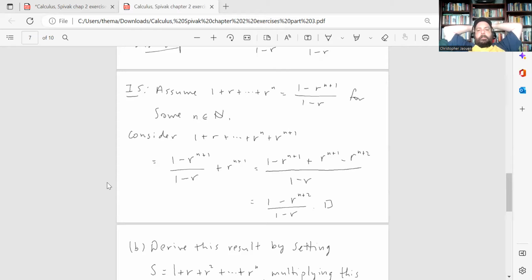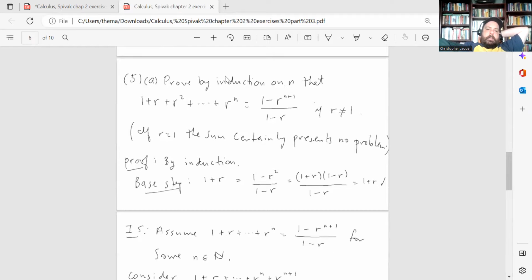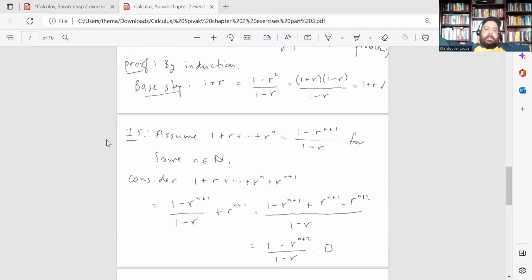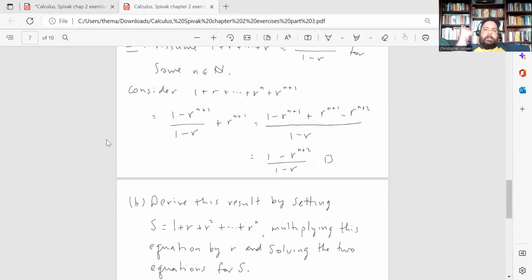And if you put both of those things over the LCD, you get the next expression, 1 minus r to the n plus 1 plus r to the n plus 1 minus r to the n plus 2 over 1 minus r is equal to 1 minus r to the n plus 2 over 1 minus r, because the middle terms cancel out. And that proves the formula for all natural numbers. And like I said, this formula here is useful for finding sums of geometric series, which I guess is a topic that we'll go over later on down the line.